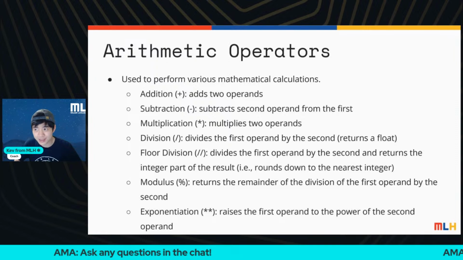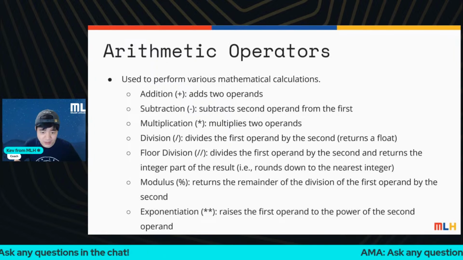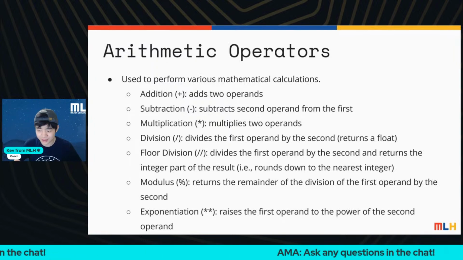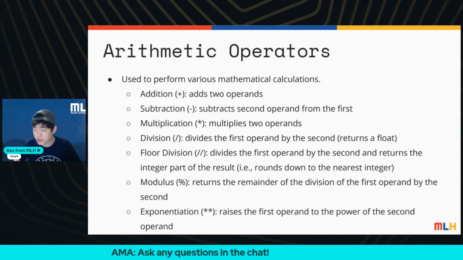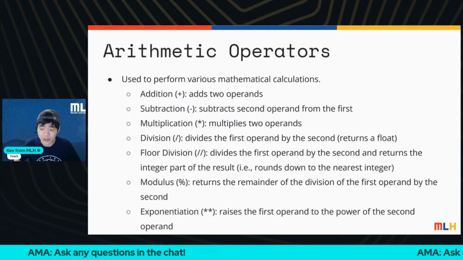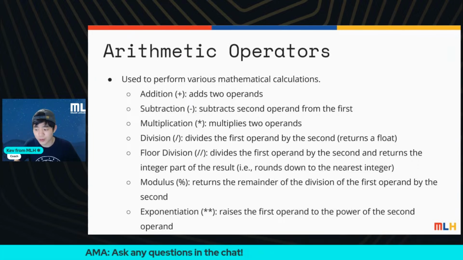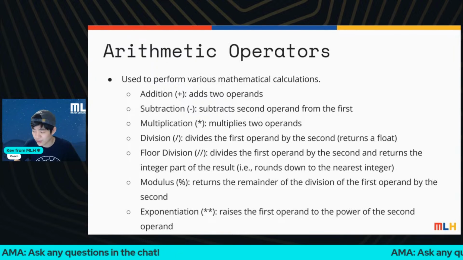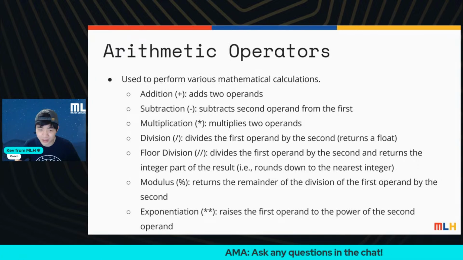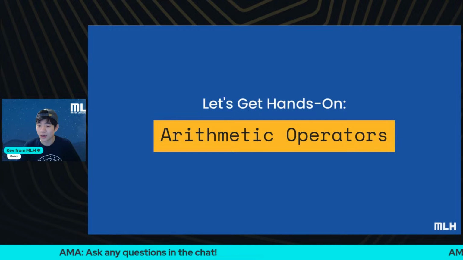With modulus, this is a more computer science concept. You generally don't encounter this as much. Modulus just returns the remainder of the division of the first operand by the second. Exponentiation is essentially doing exponents, like square, cube, and whatever 4 is, raising it to the 5th, 6th, 7th, 8th, 9th, 10th, and so on and so forth. Just exponentials. Pretty simple concept.